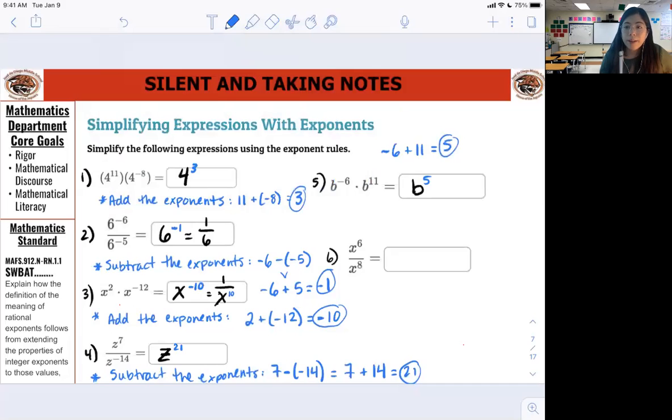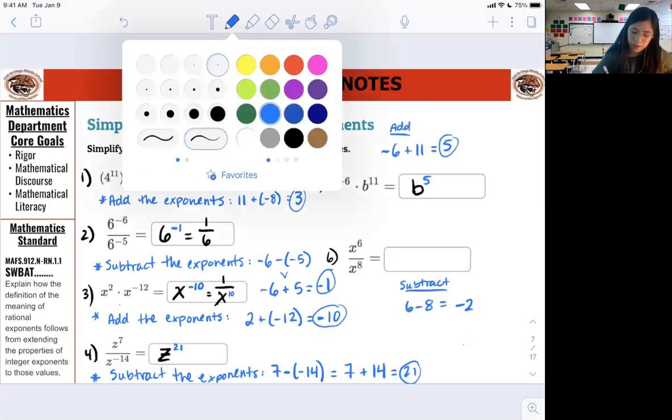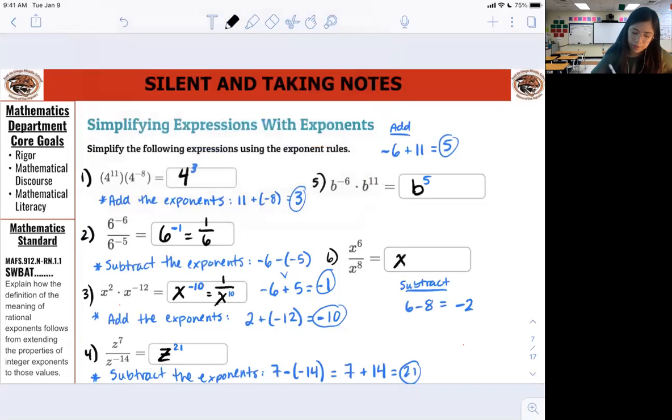Awesome. Okay, now number 6, I'm subtracting. Am I going to do 6 minus 8 or 8 minus 6? 6 minus 8. Top minus bottom. 6 minus 8, what's that? Negative 2. So I get x to the power of negative 2. How do I rewrite that?